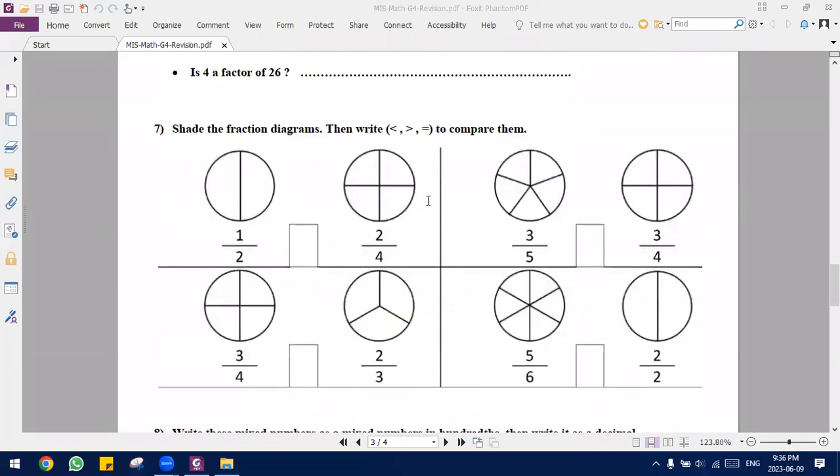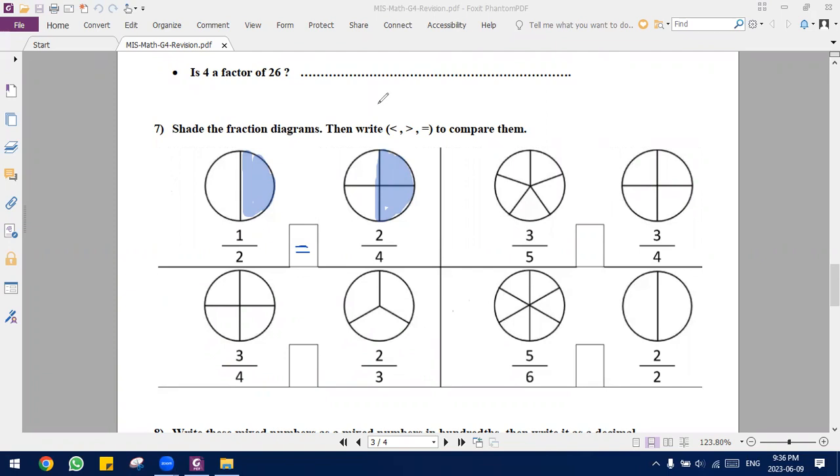Okay. Question number 7, it says, shade the fraction. And then we need to compare, using less than, greater than, or equal. Now let me start shading the fraction. It says here 1 out of 2. It means shade one part out of 2. On the right hand side, we have 2 over 4. It means shade 2 parts out of 4. Now check, in both of them, I shaded half of the circle. So they are equal.